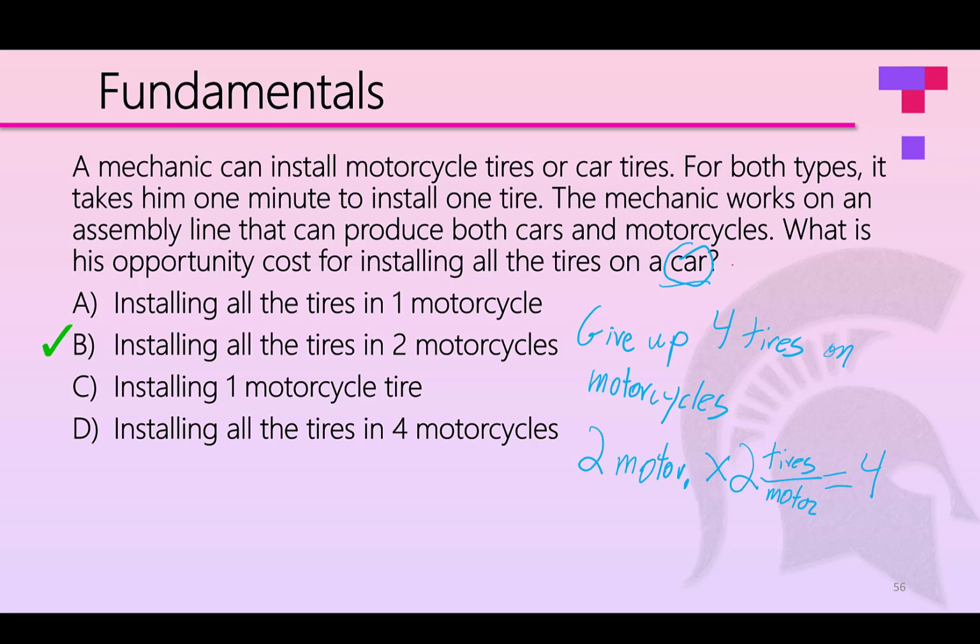So if you think about it as this costs you 4 minutes, right? It takes him 4 minutes to put all the tires on a car. Well, it takes 2 minutes to put the tires on a motorcycle. So you're giving up the chance to spend 2 minutes on one motorcycle, 2 minutes on the next motorcycle. So you're giving up installing all the tires in 2 motorcycles.